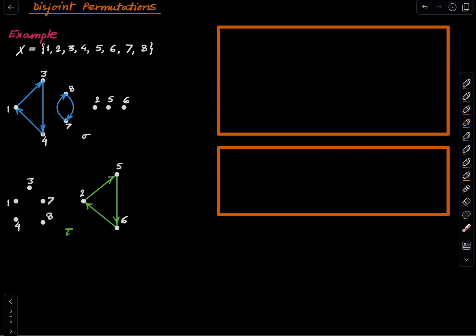Okay? So these permutations are disjoint. They are kind of not interacting with each other, so to say. They are permutations on the same set, but they kind of do not interact. Tau moves 2, 5, and 6, but those are fixed by sigma.